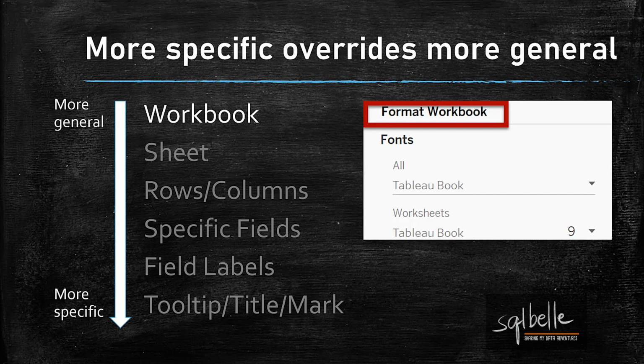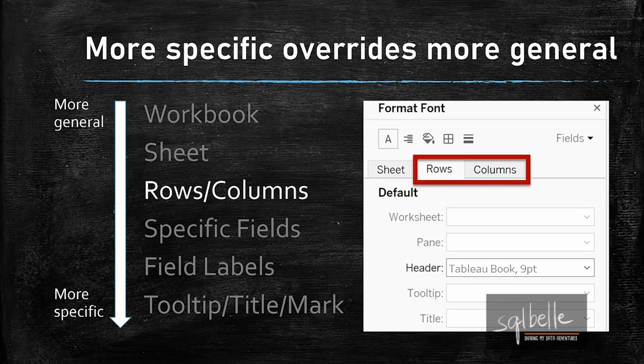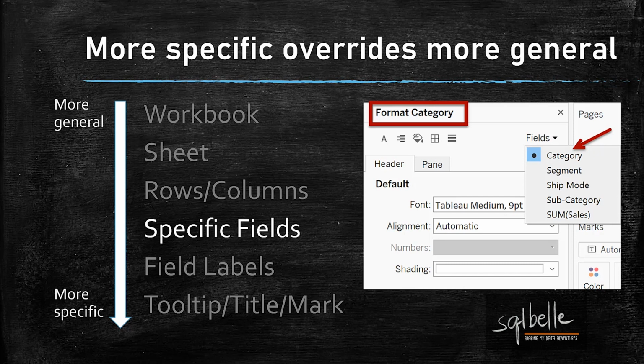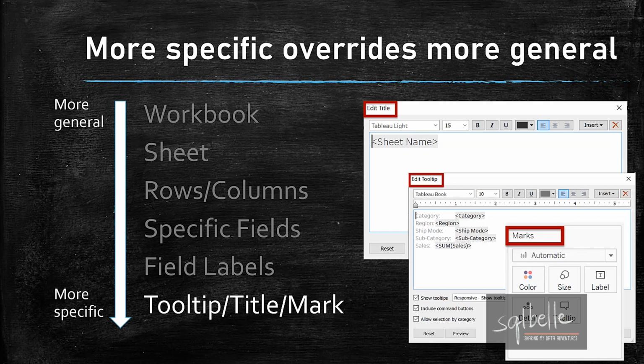At the very top, or the most general place where we can define formatting, is at the workbook level, followed by the sheet level formatting, and then rows and columns, and then specific fields, and then our field labels, and the most specific settings are actually at the tooltip, the title, and the mark. And we've already seen how to format these in the previous demo.